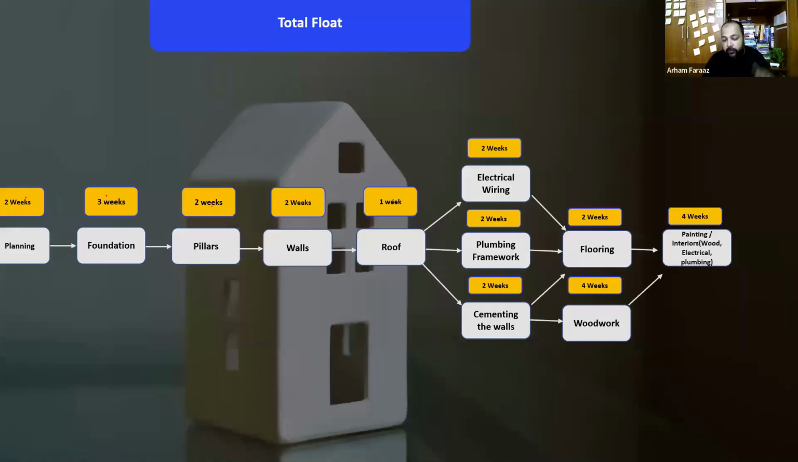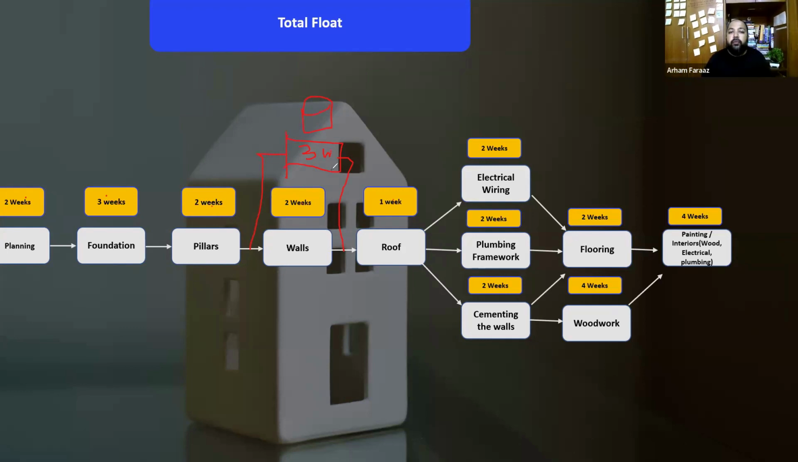Let's go back to our dream house project. So total float. Let's say, for example, during the walls week, we have another activity over here for, say, 3 weeks, and it gets completed. Let's say while walls are going up, somebody is digging a well somewhere. I'm just saying. So they're digging a well, and it's going to take 3 weeks.